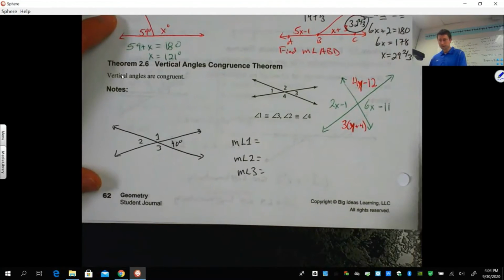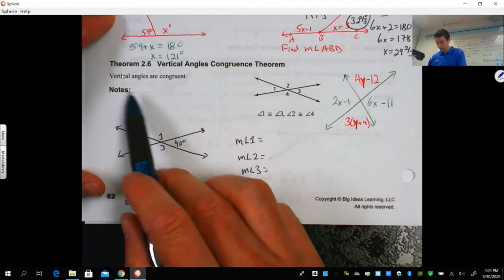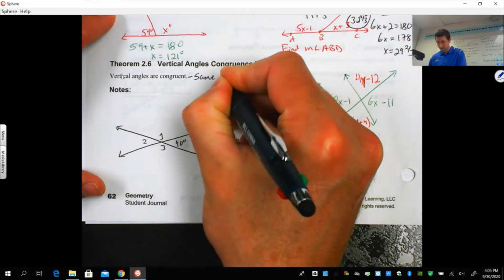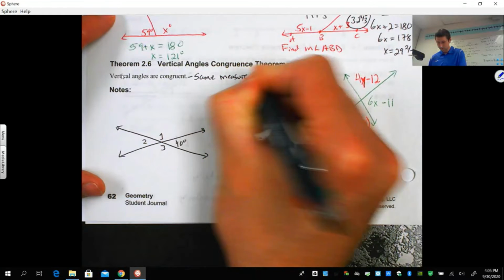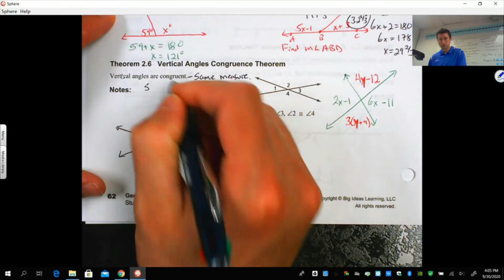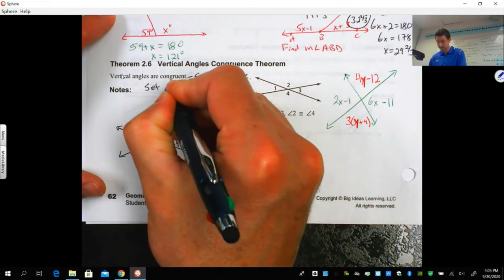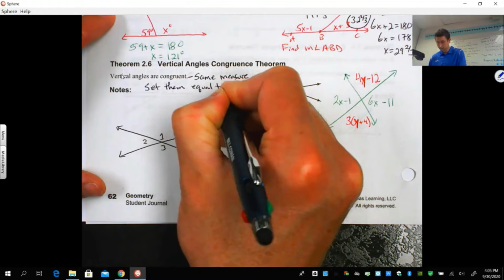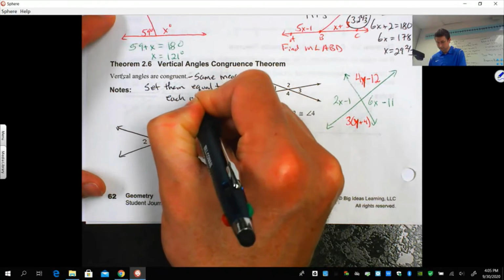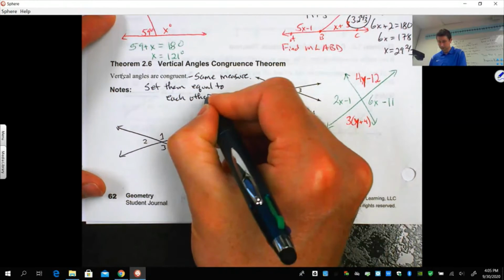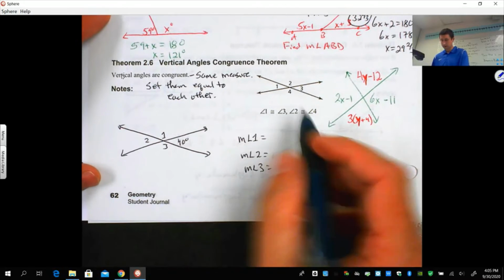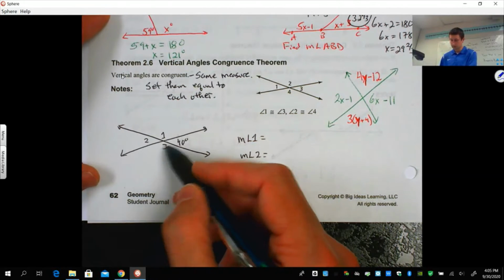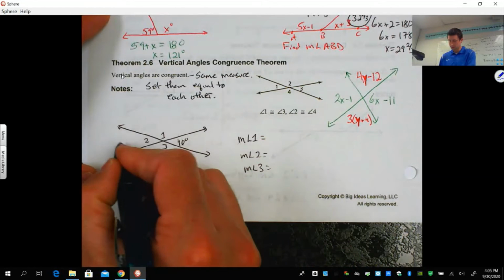Vertical angles, congruence theorems. Vertical angles are congruent. So they have the same measurement, same measure. So with vertical angles, you always set them equal to each other. So down here, if they give you one measurement and they want you to find the other two, this is the vertical angle.